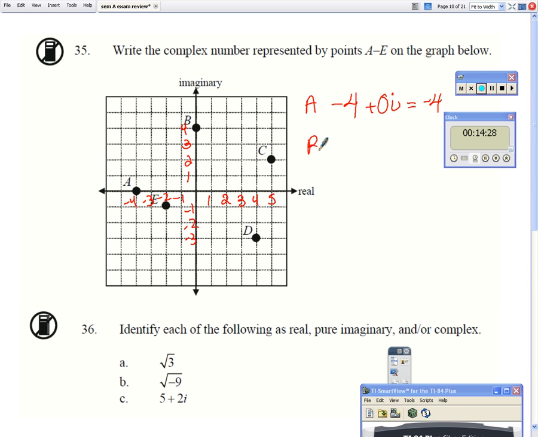For B, that is at 0 plus 4i. Again, you could leave off the 0 and just have 4i. C is at 5 plus 2i. And D is at 4 minus 3i.